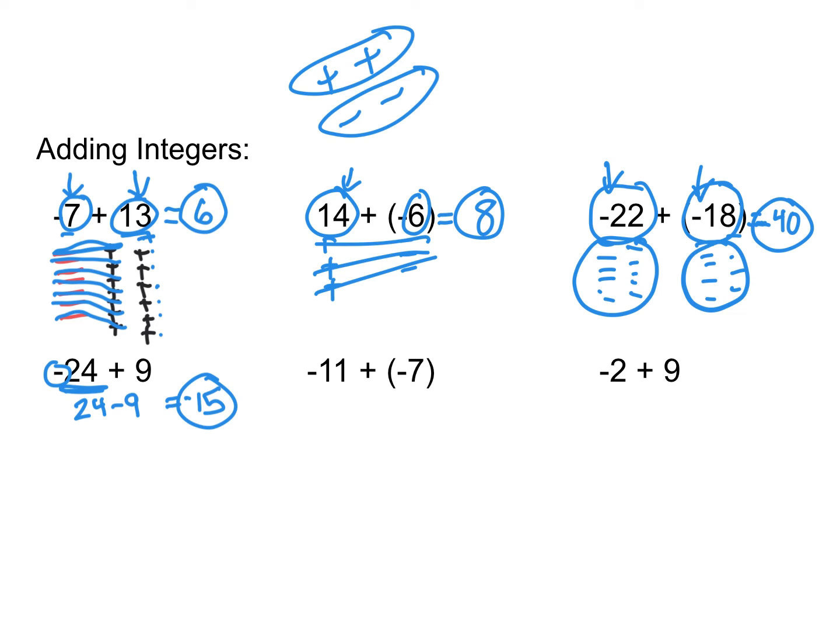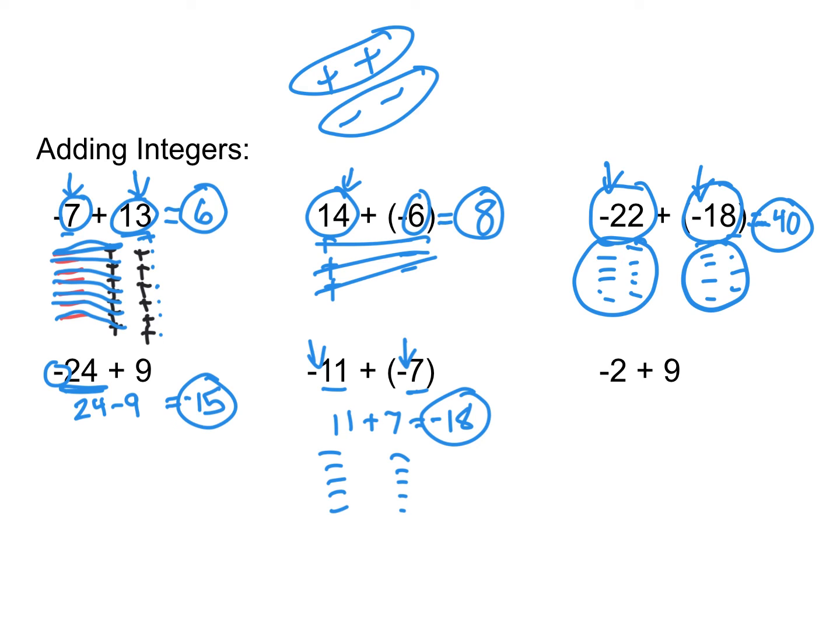The next one, same signs again. Same signs, add and keep. So I'm going to add 11 plus 7, and I get 18. So same signs, add, I did it, and keep. If these are negative and these are negative, I'm keeping it negative because what am I doing? I'm adding up a bunch of negative signs.